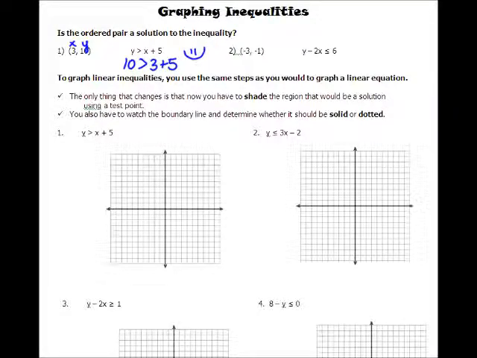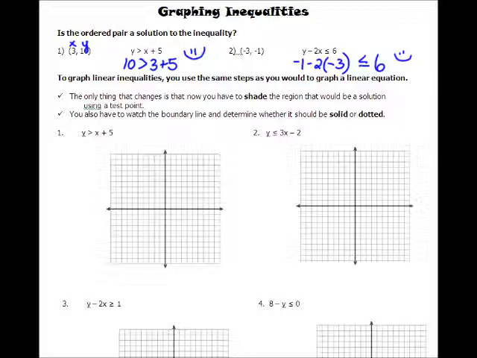Is -1 minus 2 times -3 less than or equal to 6? That also will become yes, right? Because I'm going to have -1 plus 6, so that's going to be 5.